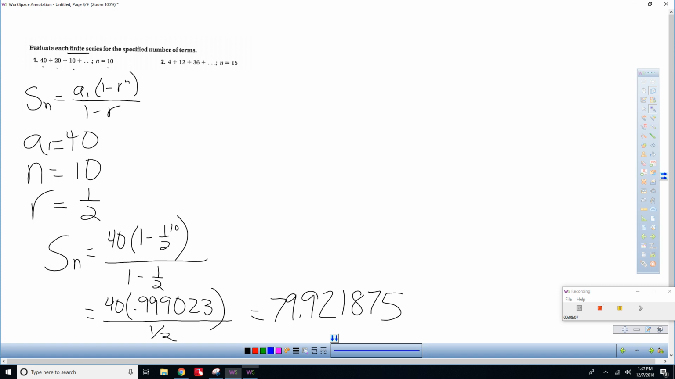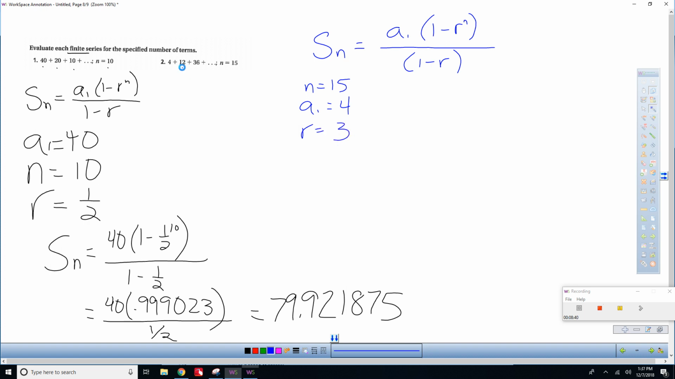Let's do number 2. Okay, this one, since it's getting bigger, it has to be a whole number. It has to be. So, S sub n. I write this, and as I write it more often, I'm more likely to remember it. 1 minus r to the n over 1 minus r. N is 15. A is 4. And r, it looks like, is 3. 4 times 3 is 12, times 3 is 36.